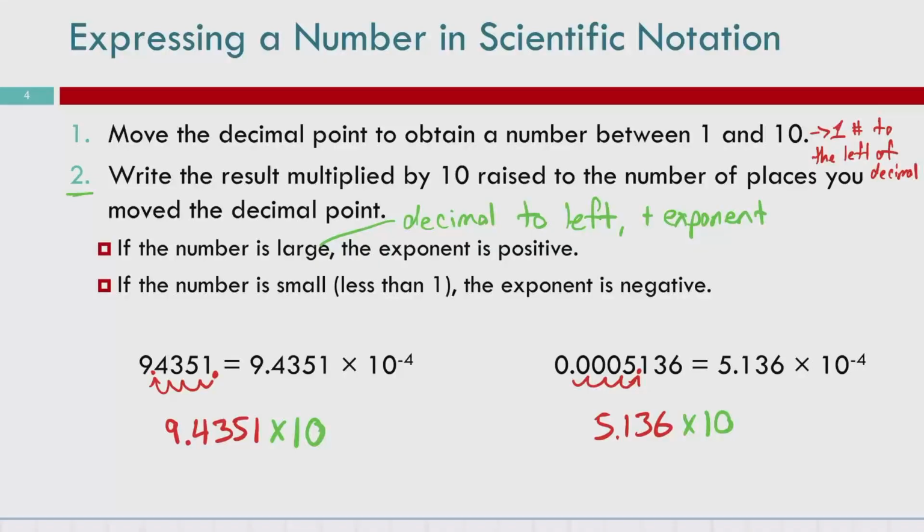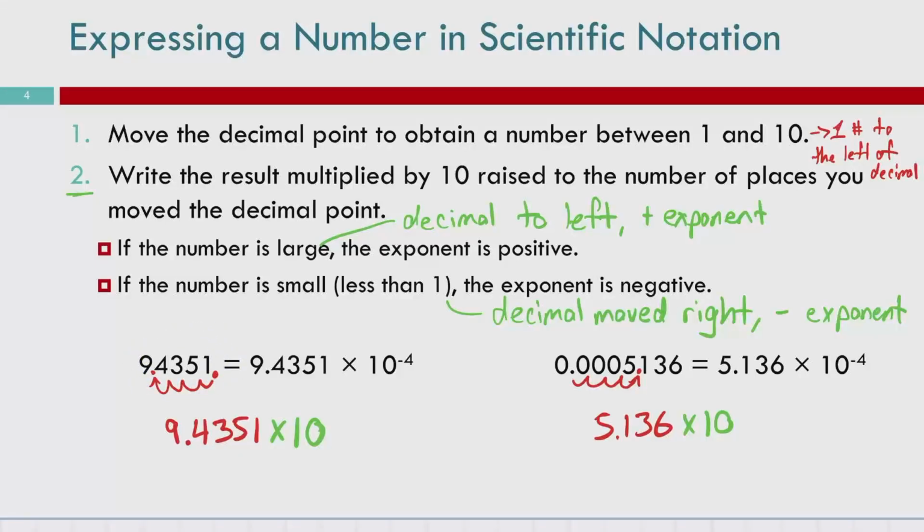If the number is small, less than 1, the exponent is negative. So if the decimal moved right, because some people like remembering right and left instead, it's going to be a negative exponent.